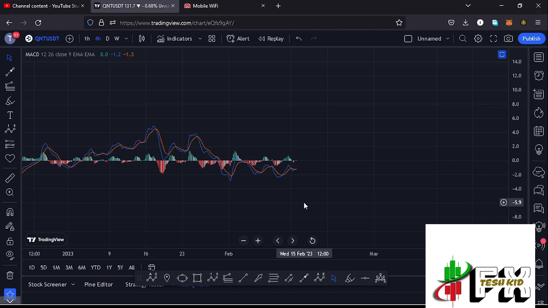So let's be patient and see how that plays, and as the chart continues to unfold, I'll be keeping you updated and also give you the correct Elliot wave structure that is being obeyed. So let's be patient and see how that plays out, and I'll be keeping you updated.